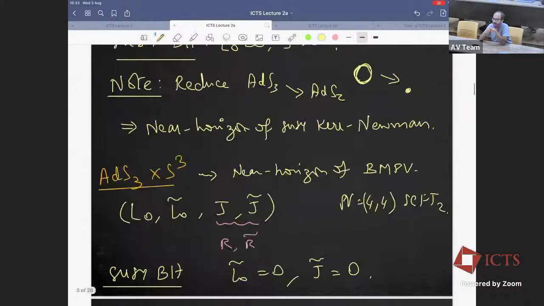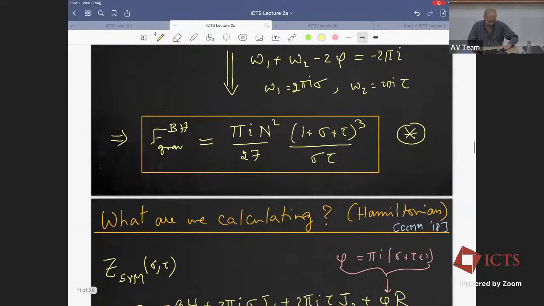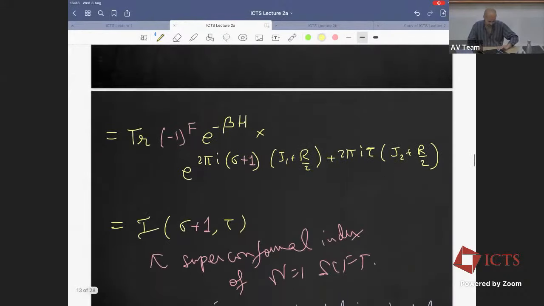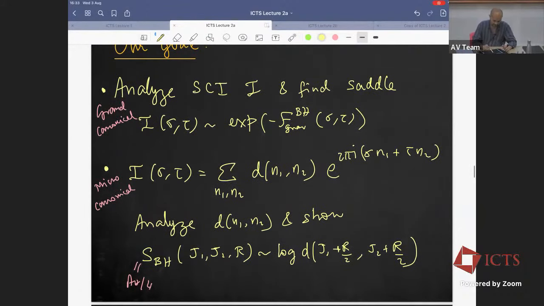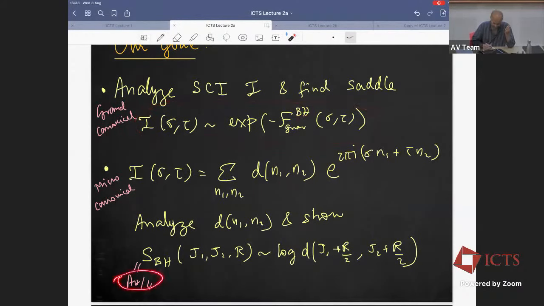That's what I tried to say here, that the goal is this. I want to analyze the superconformal index, and there will be a saddle point of the superconformal index such that it gives you the free energy of the black hole, which I already showed yesterday is a Legendre transform of the area.